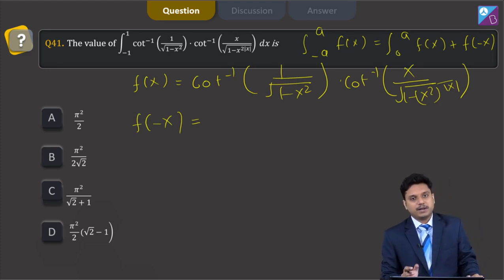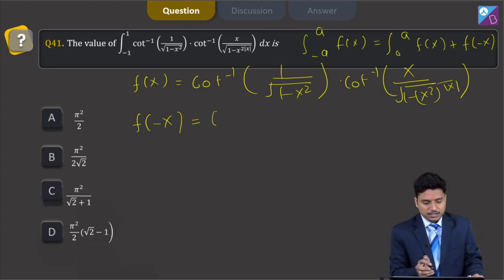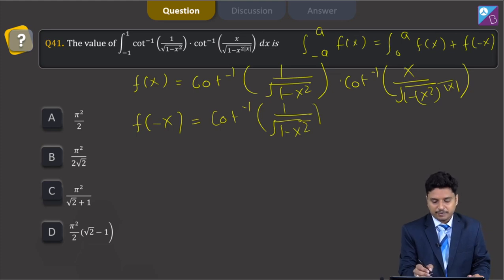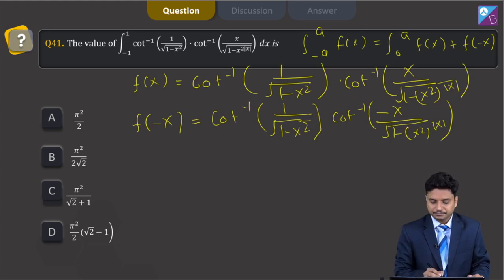If we simply try to find f of minus x, what we have to do is replace x by minus x. So cot inverse 1 upon under root 1 minus x square will be there. If we put minus x in place of x, there will be no change as the power is even, and in the second term it will be cot inverse minus x, but in the denominator again there is no change, it is 1 minus x square raised to power mod x.